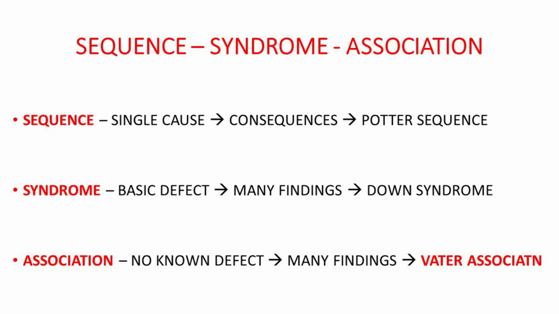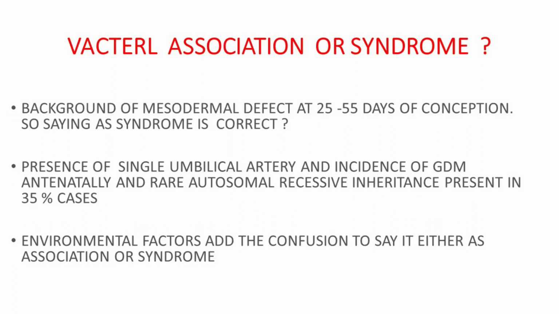Now we'll discuss the VACTERL association or the VACTERL syndrome. VACTER association was suggested in 1973 by Quan et al. and was later renamed VACTERL. Intelligence of the newborn baby is usually maintained, but when there is associated hydrocephalus, it might be called VACTERL-H. In yesteryears, we called it VACTERL association.